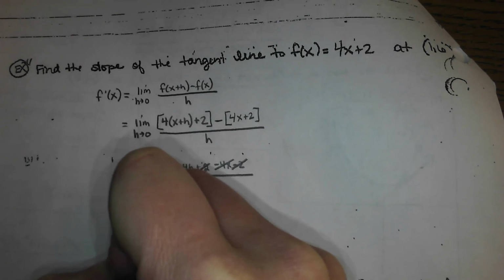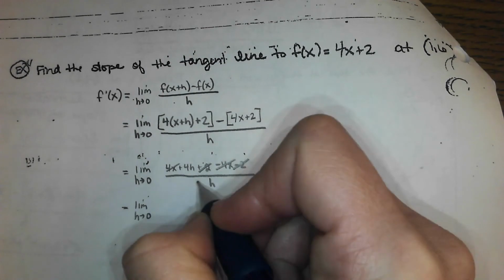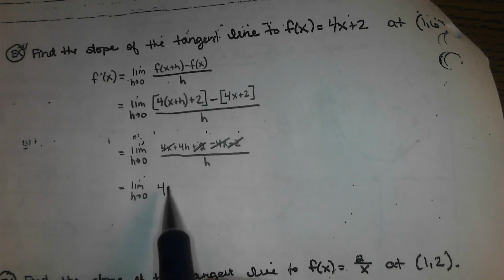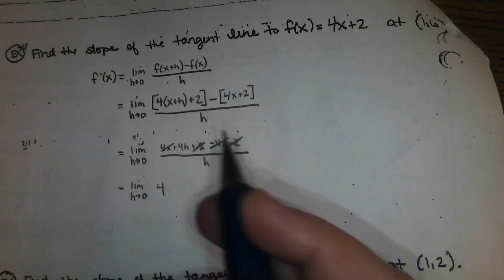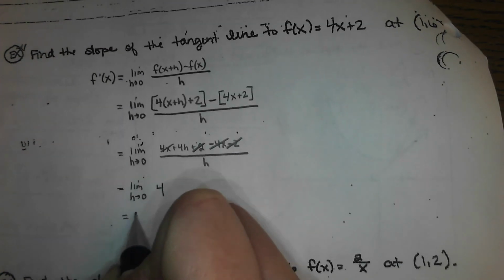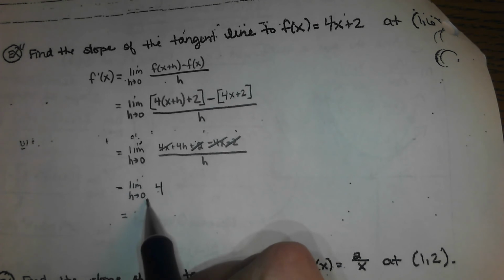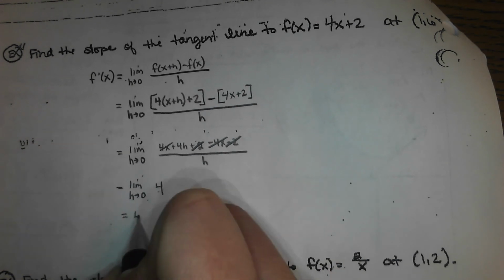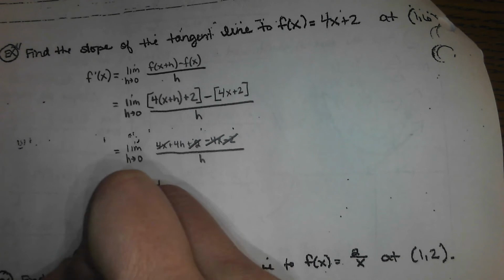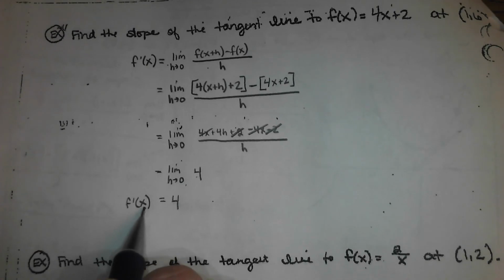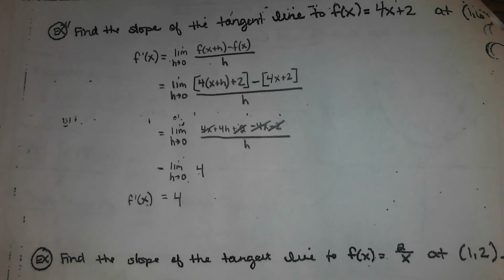which is what? What's 4h divided by h? 4. And what is the limit of a constant function as h approaches anything? What is it? If you have an equation y equals 4, what's the limit as h approaches 0? 4. So your derivative at whatever x value you want to look for it at is given by the equation 4.